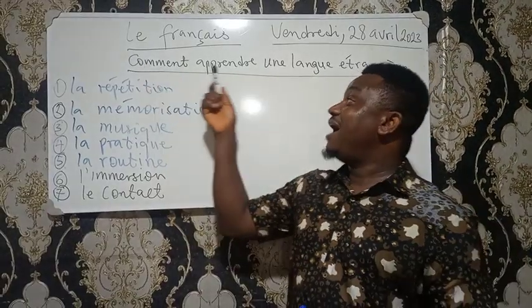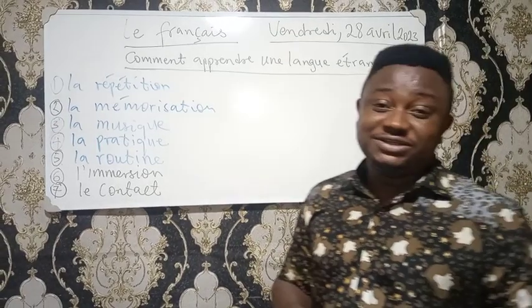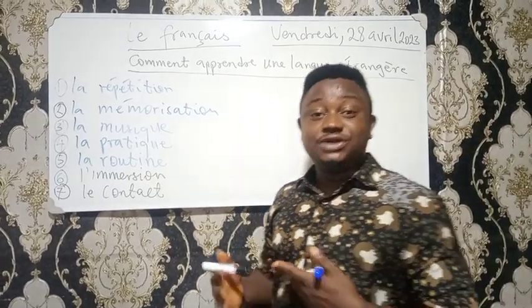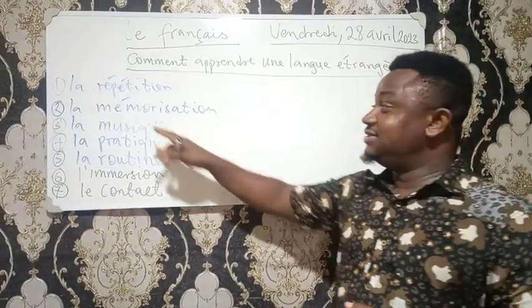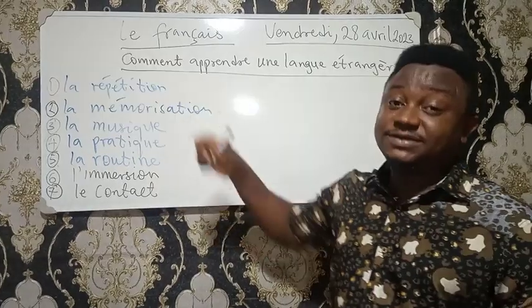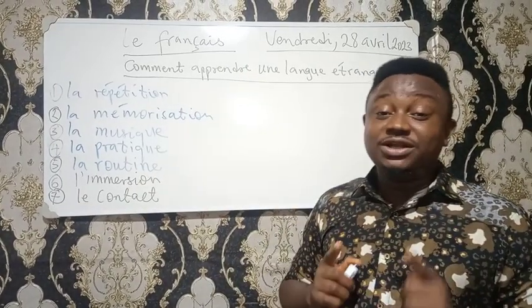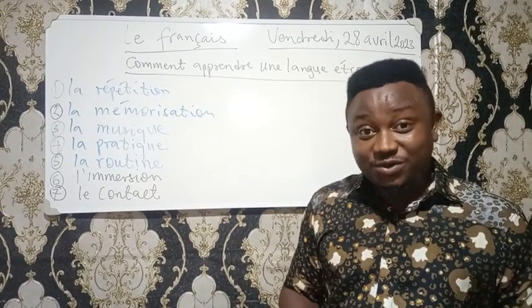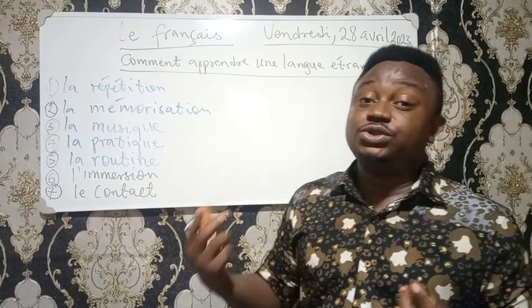So, comment apprendre une langue étrangère? How can one learn a foreign language? One of the skills, one of the astuces, one of the ways you could go about it is by répétition, la répétition. So one of the things you have to do if you're learning a foreign language is that just like a baby, you have to always repeat what you hear most times when you're listening to audios.